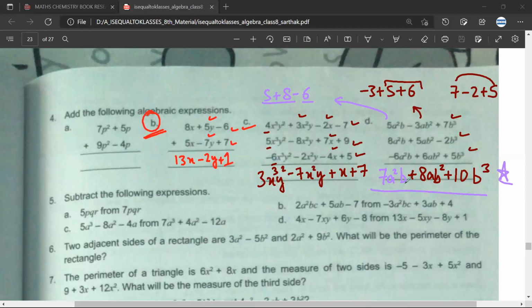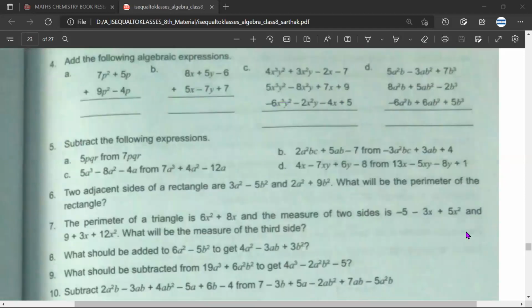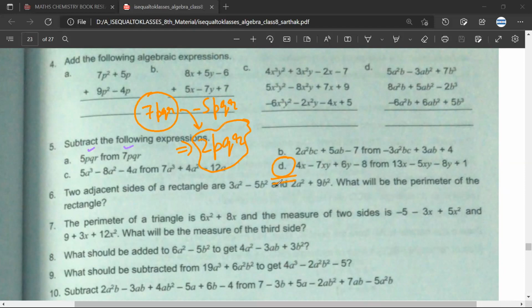Okay, great. Okay, next, subtract the following expressions. This from this. It will be 2 pqrs. So you have 7 PQR, and from 7 PQR you need to subtract 5 PQR. So your answer would be 2 PQR. Is it correct? Yes, sir. Okay. D part. It will be minus 5a square bc minus 2ab plus 11.